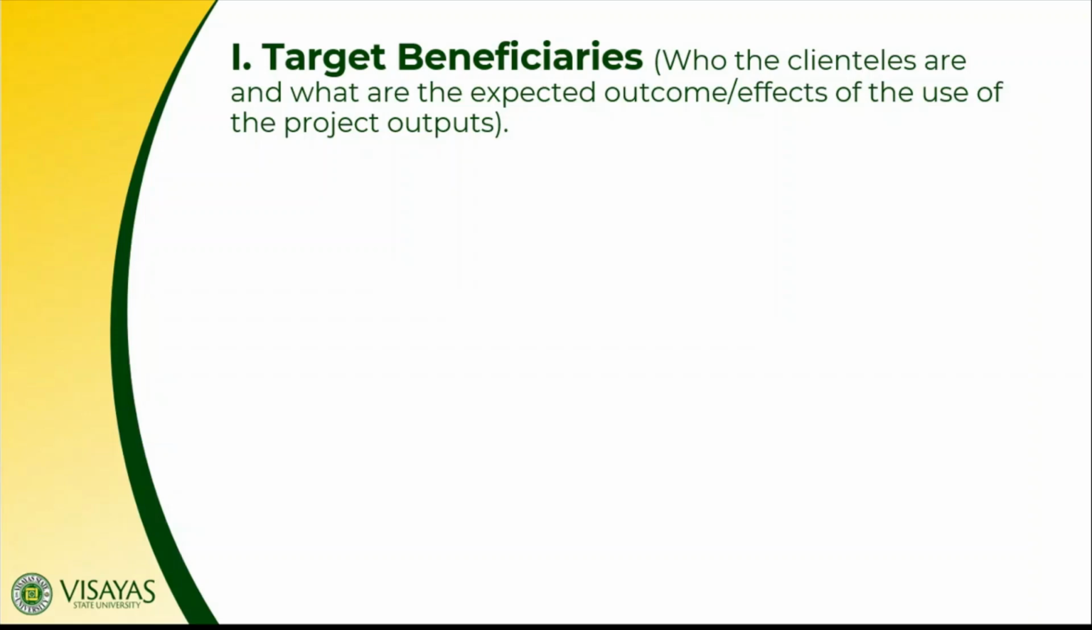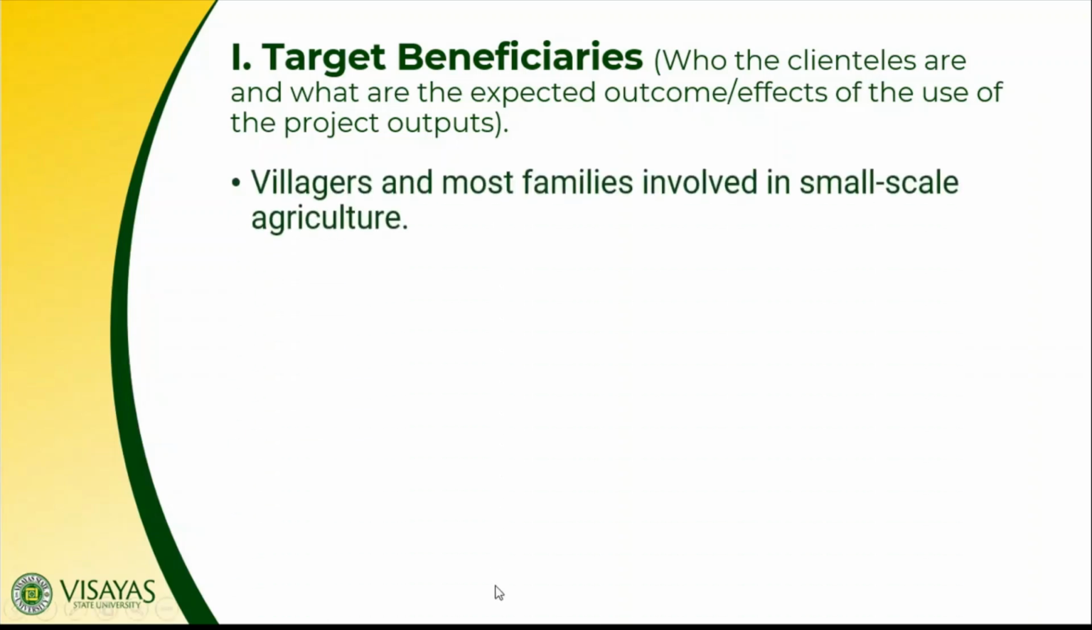In this section, target beneficiaries, you have to indicate who are the clientele and what are the expected outcomes or effects of the use of the project outputs. That depends on what your project is. In the article, this was designed for villagers and most families involved in small-scale agriculture.